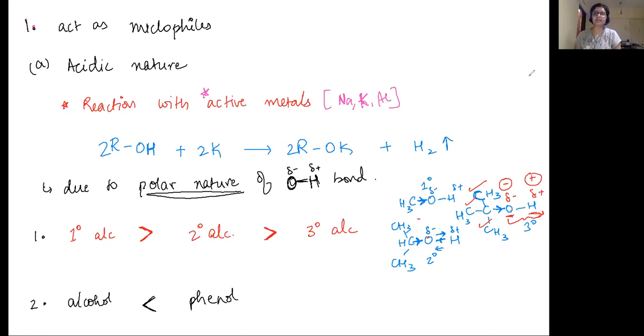Asha, before we discuss phenols, let's compare the acidity of alcohols with water as well. Let's not do this right now. Now, if you compare alcohols versus water, which is more acidic?